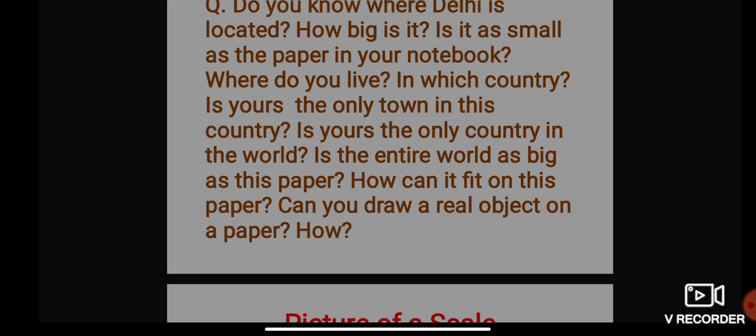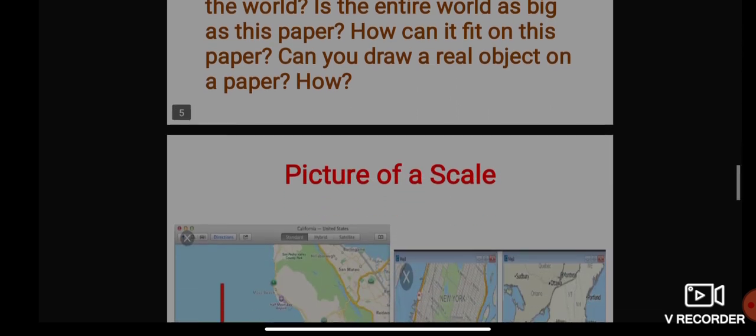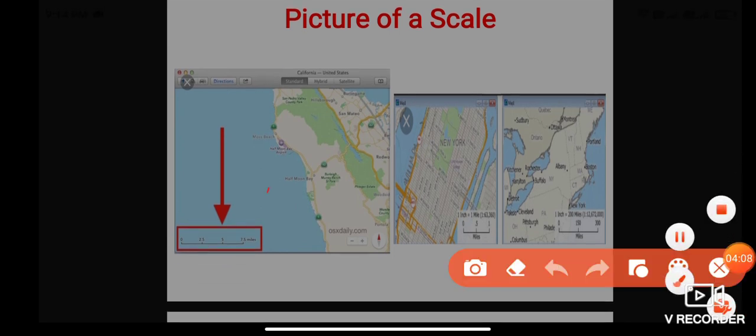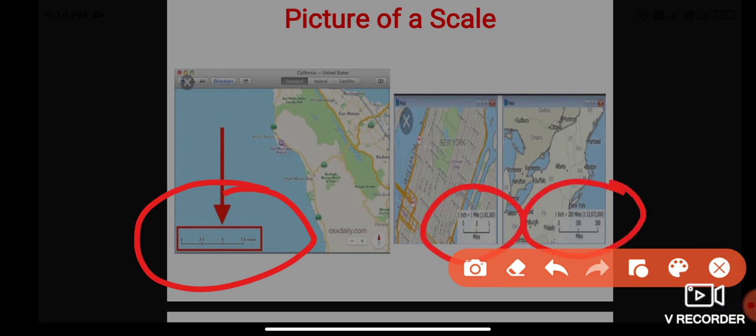Today we will learn how to draw a real object on a paper, using scale. This is a picture of a scale. As you can see, it is indicated as 0, 2.5, 7.5 miles. These are scales used in reading a map, mainly to measure distance.